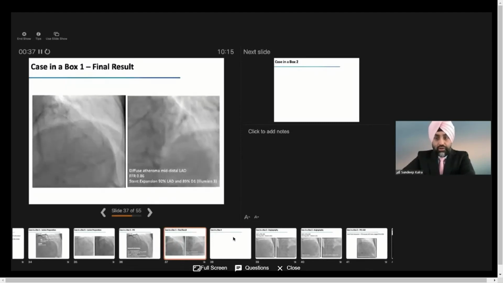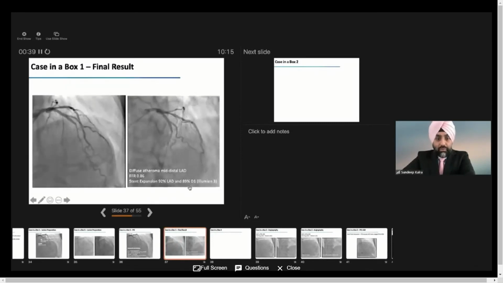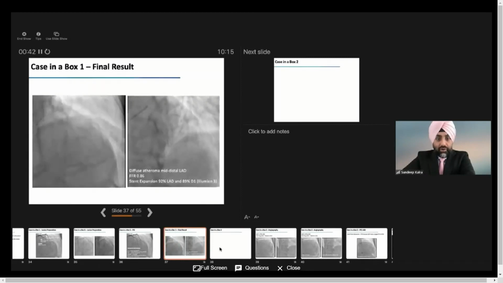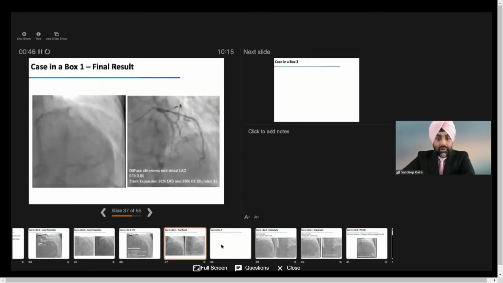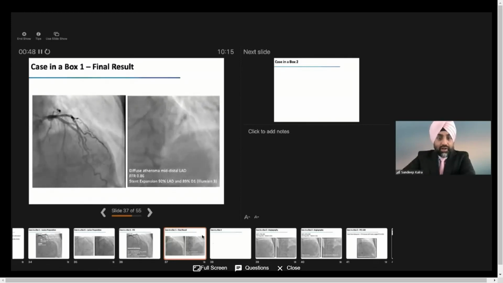Okay, can I just double check we can see my slides again before I carry on? Okay, I'm going to assume the slides are visible again.